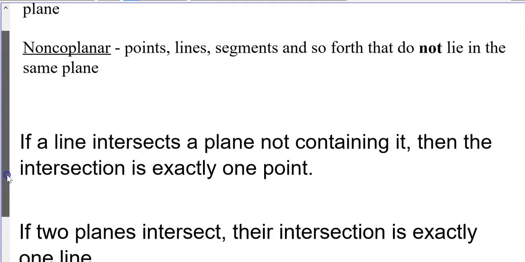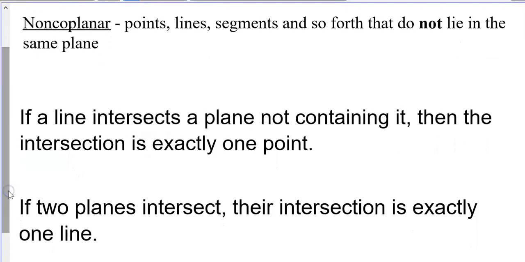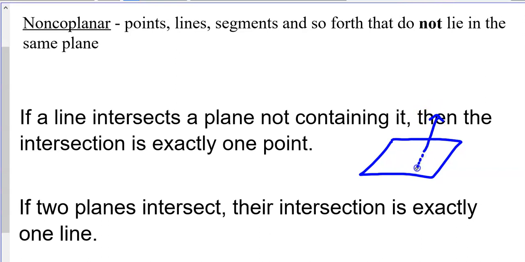Okay, so a couple more, and then we'll go over some examples with this. If a line intersects a plane not containing it, then the intersection is exactly 1 point. So here's a plane, and think about that being a piece of paper, and then I just put my pencil through it. So I would have something that looks like this, dot, dot, dot, and then extends down through the bottom. It hits at exactly 1 point.